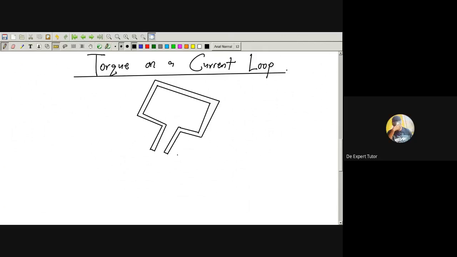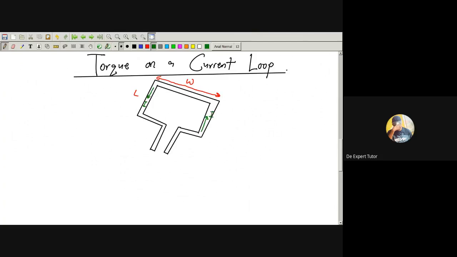Okay. Look at this. So, from here to here, we have the width of the loop. And here is the length of the loop. And the current moves in this direction. You have the electric current moving in this direction, I. Going in this direction, I.